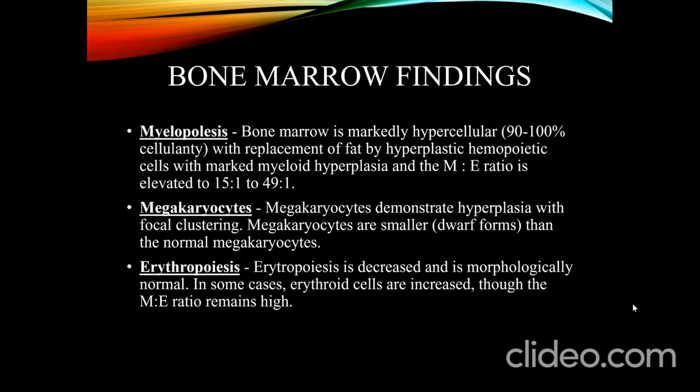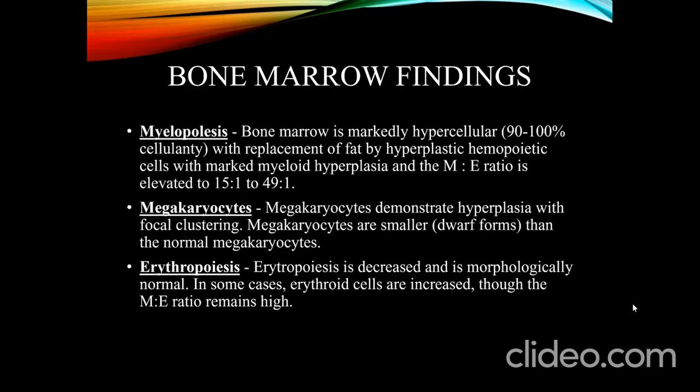Bone marrow findings. We will first see myelopoiesis. Bone marrow is markedly hypercellular with replacement of fat by plastic hemopoietic cells with marked myeloid hyperplasia, and the M:E ratio is elevated to 15:1 to 49:1. Megakaryocytes demonstrate hyperplasia with focal clustering.